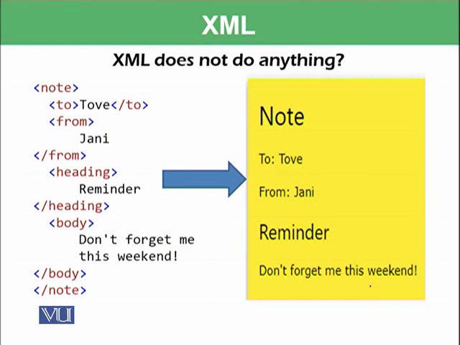For example, we want to write a note from a person Tove to Jenny, and it's a reminder: do not forget me this weekend. So this message we want to store in a way that it is understood by all humans and even by machines very easily. So we have started it with a tag note.